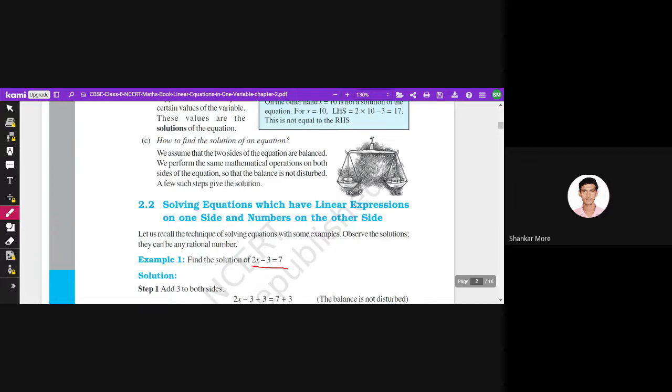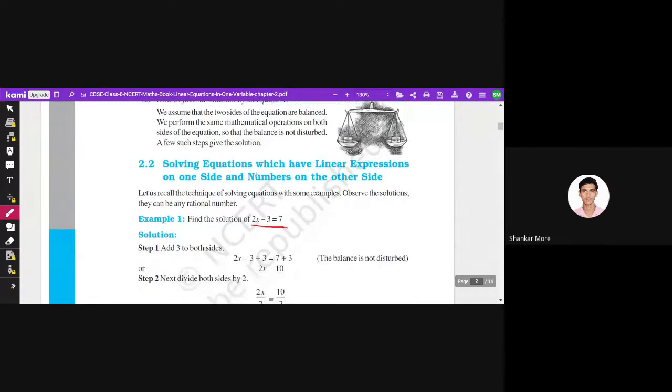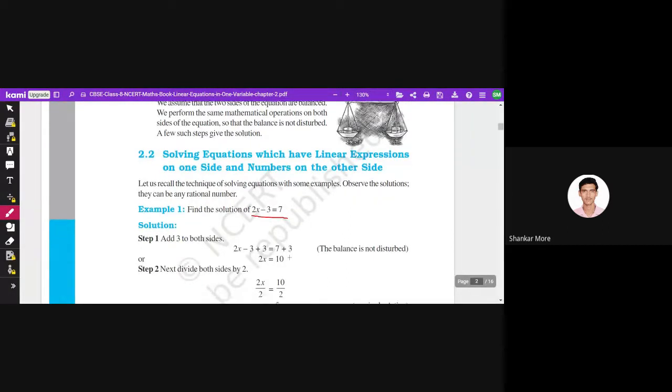But if I add 50 grams of sugar on both sides, will that scale become imbalanced, or will the balance be disturbed? I hope it will not be disturbed, right? It will be stable because I have added an equal amount of weight on both sides. मैंने दोनों तरफ सेम ही weight डाला है, तो इसकी वजह से वो जो scale है वो imbalance नहीं होगा. So similarly, what we are doing here, we are adding 3 on both sides.